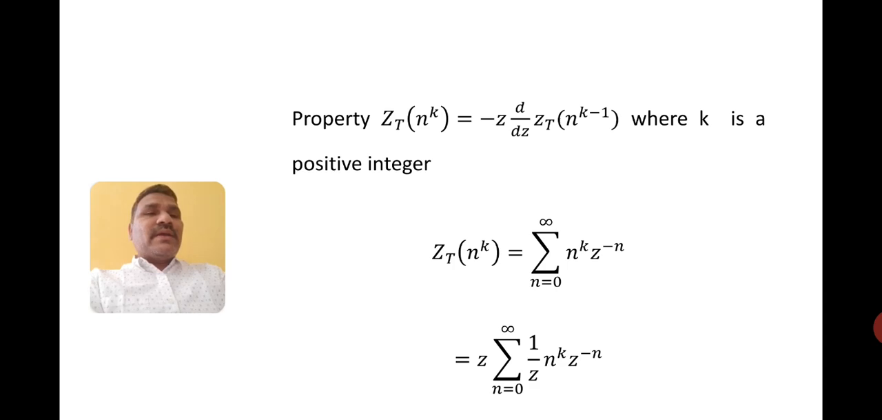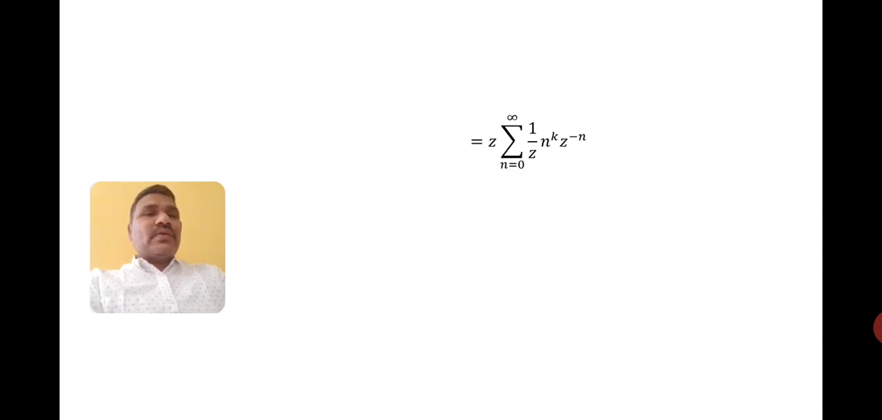So I made it equal to z summation n runs from 0 to infinity, 1 by z, n to the power k, z to the power minus n. Right, the same thing I wrote here. What next step I will do is that whatever the denominator is there inside the summation, I will adjust that one. Outside z as it is. I am not disturbing the outside z, outside the summation. I am writing it as it is.